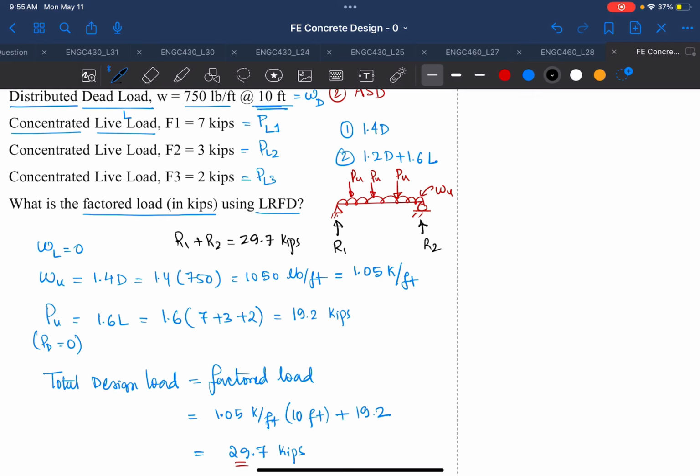That is only true if the loads are equal distance from each other. If they are, that means your vertical load is symmetric. If it's not symmetric, then you cannot say R1 is equal to R2. So that's why I didn't say here that R1 is equal to R2. I just say that the summation of all the reactions should be equal to your total factored load.